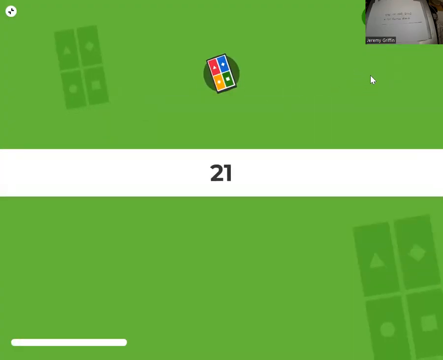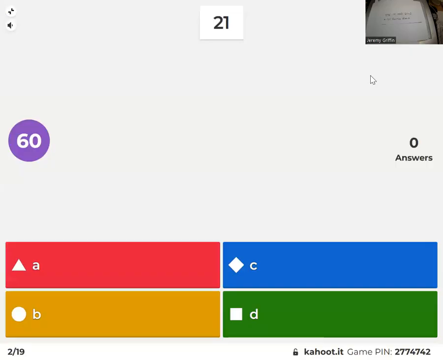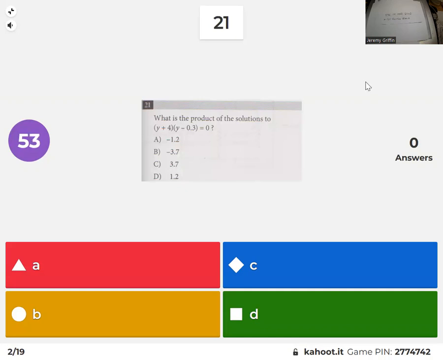Now Melanie leading the pack. Number 21. What is the product of the solutions to that equation? So first of all, what are the solutions? And then find the product of those solutions.